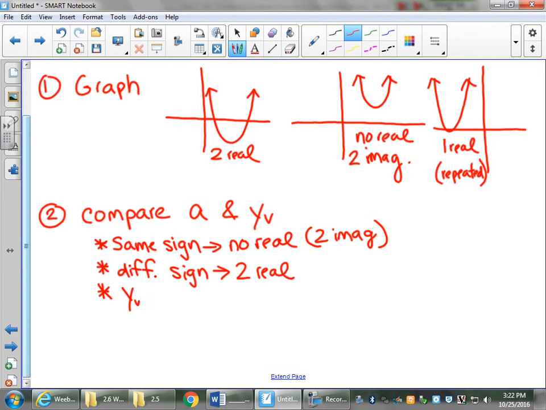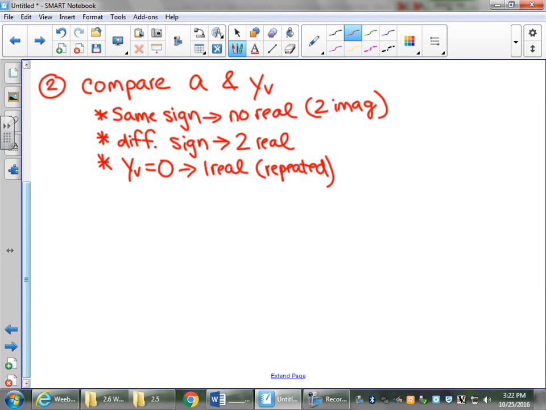And if the y of the vertex is 0, which with the absolute value we called the k value was 0, because k was the y of the vertex, that is when there is going to be 1 real, but that 1 real solution is again a repeated solution. These first 2 strategies are review. We've already talked about these this year in terms of knowing how many solutions exist, looking at the graph and comparing the A with the Y of the vertex, because A controls whether it opens up or down, and Y the vertex controls whether it shifts up or down. So that combination will affect how many times it crosses the x-axis.